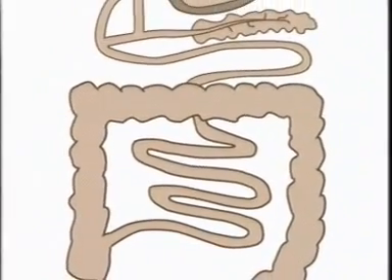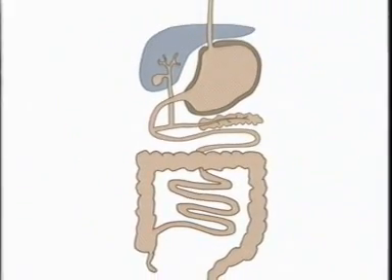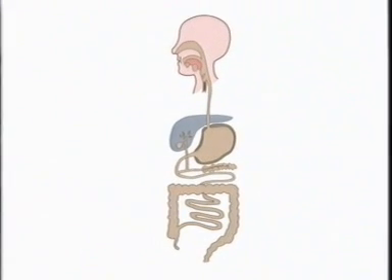pH varies in different parts of the digestive system. Does pH affect the way digestive enzymes work? To find out, first we'll investigate salivary amylase.